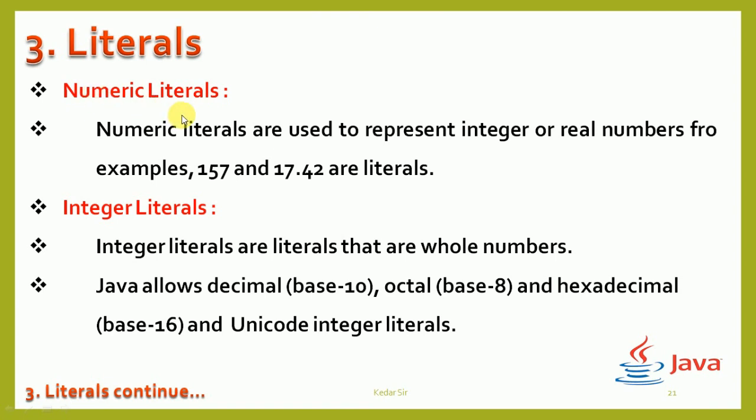What are numerical literals? Numerical literals are used to represent integer or real numbers, right? For example, 1.57 or 17.42 are literals. Integer literals are the literals that are whole numbers. Java allows the decimal number system, its base is 10, the octal number system, its base is 8, and the hexadecimal number system, its base is 16, and it also supports Unicode integer literals.